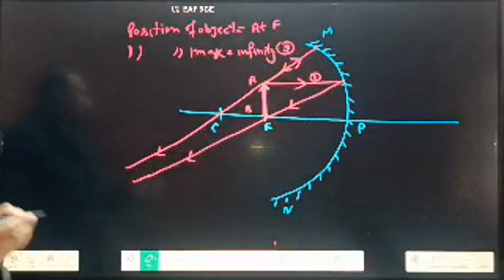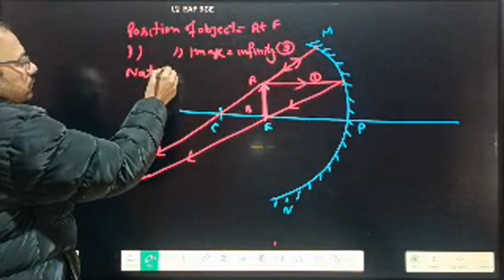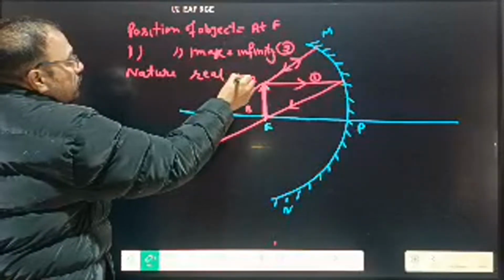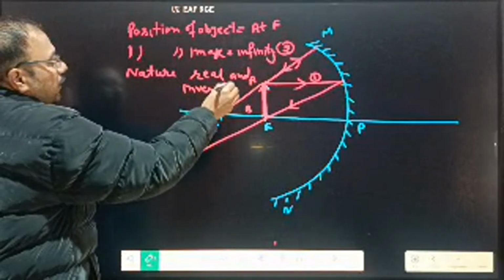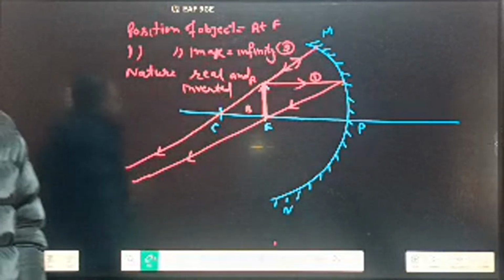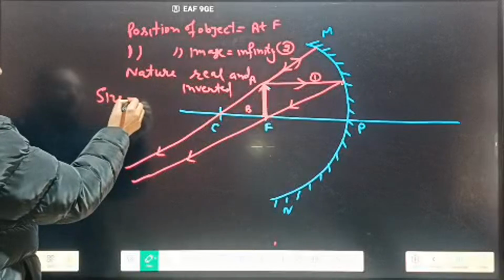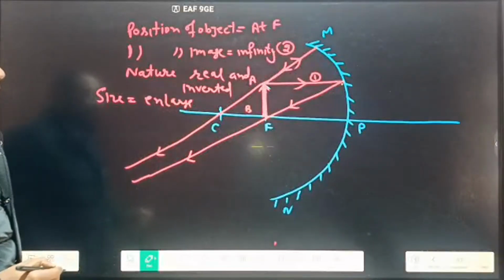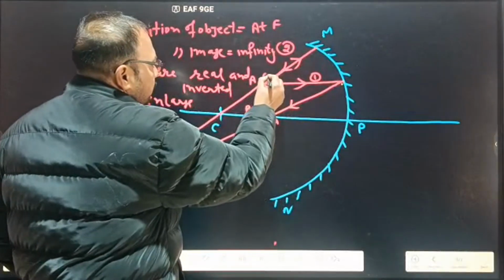And what is the nature? So nature is real and inverted. And what is the size? Size is enlarged. So image forms highly large as compared to object. So this is object A and B.